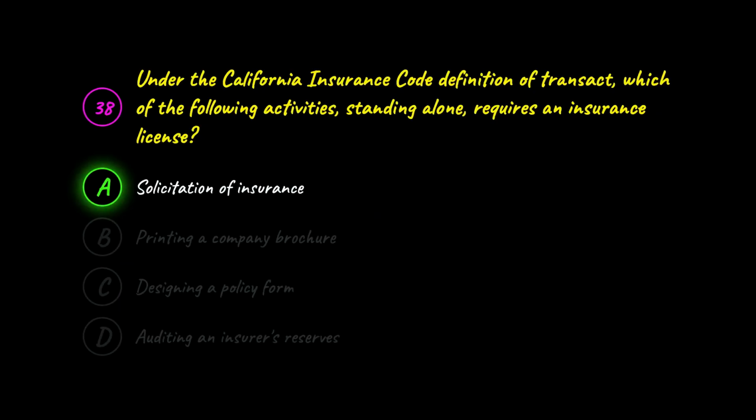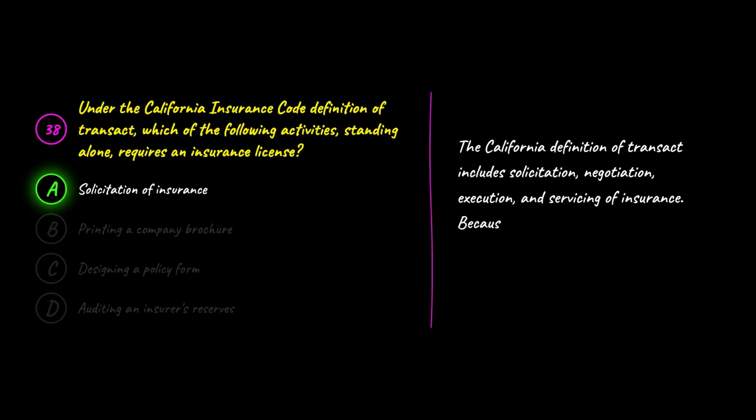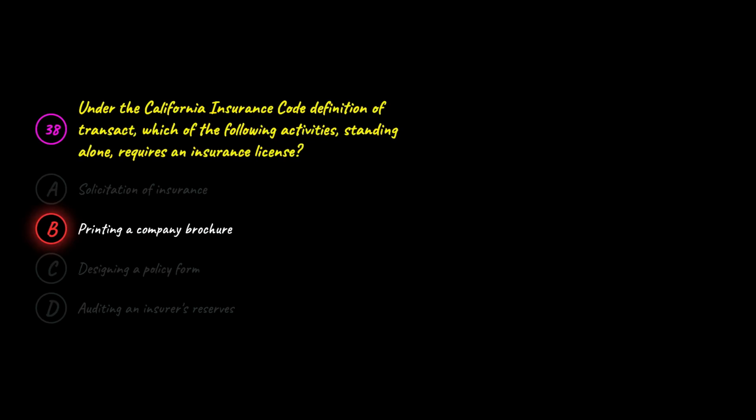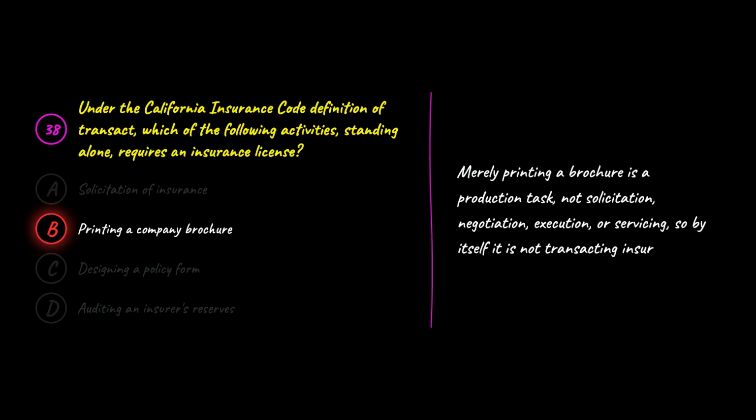The correct answer is A. Solicitation of insurance. A is correct because the California definition of transact includes solicitation, negotiation, execution, and servicing of insurance. Because solicitation alone counts as transacting, it requires a license even without completing a sale. B is wrong because merely printing a brochure is a production task, not solicitation, negotiation, execution, or servicing. So by itself, it is not transacting insurance.